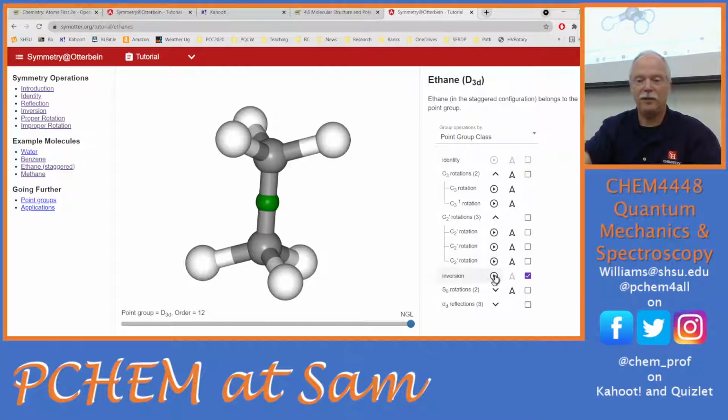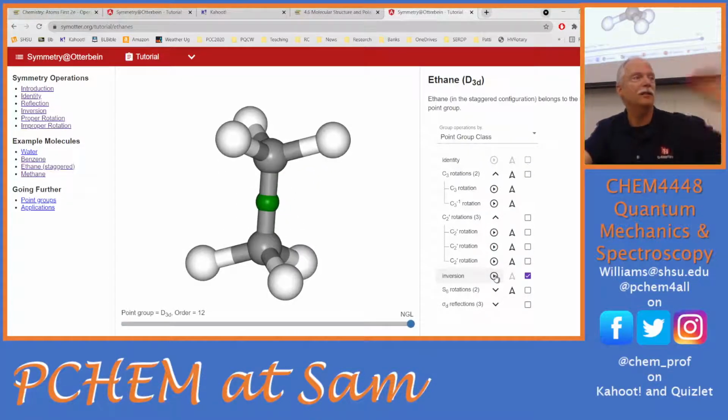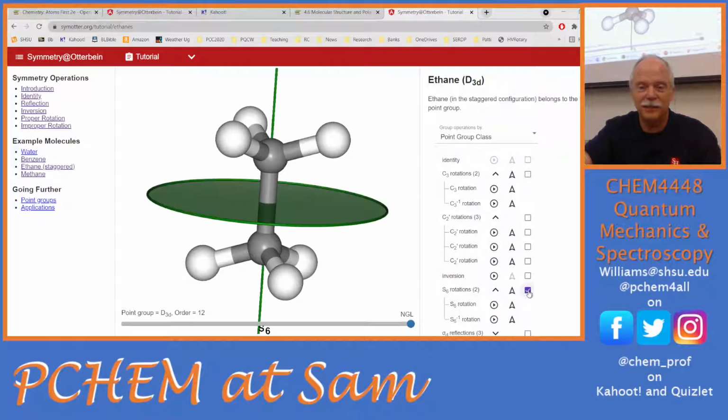And so if I animate the inversion, watch what happens. The molecule goes right through the center of mass to the other side. So every atom goes through the center of mass to its partner on the other side. I'll do it again. So every atom goes through the center of mass to the opposite side of the molecule, the same distance away. And that's inversion. Now, my favorite is the improper rotation because it's so cool.